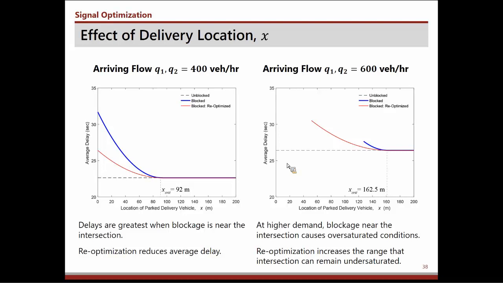So anything you can do to keep an urban intersection undersaturated is going to act to prevent gridlock conditions. So re-optimizing the signals doesn't necessarily give you huge delay reductions for those cases that were covered by the dark blue line, but it does provide a much wider range of conditions where you can keep the intersection undersaturated. Not all conditions, but there are locations, from about 40 or 50 meters to 130 meters, where a double parked delivery would have created oversaturation, but when you re-optimize the signals, it's able to accommodate the flows.